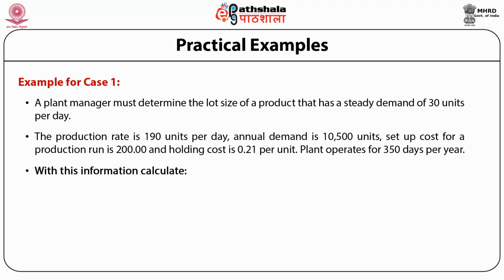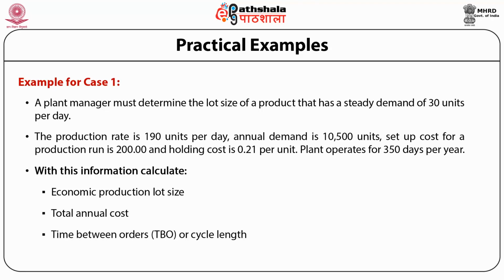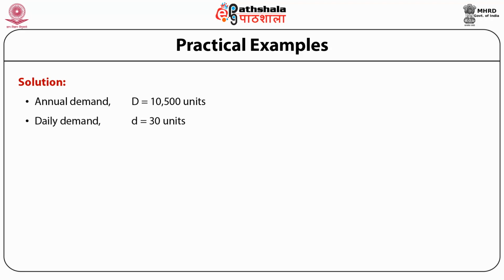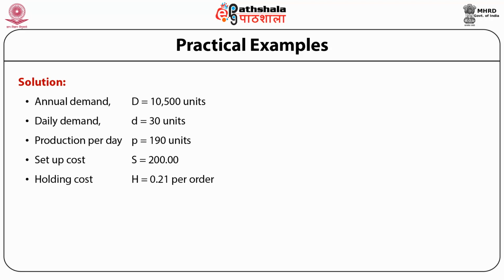With this information, calculate the economic production lot size, total annual cost, time between orders or cycle length, and production time per lot. Solution. Annual demand D equal to 10,500 units. Daily demand small d equal to 30 units. Production per day p equal to 190 units. Setup cost S equal to 200. Holding cost H equal to 0.21 per unit.